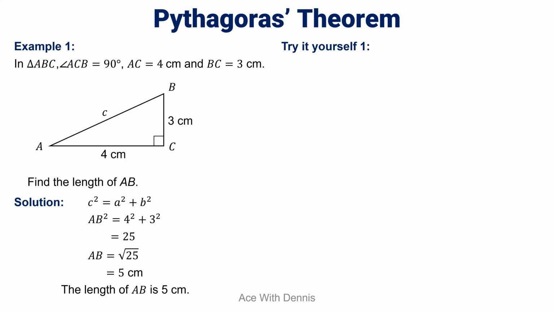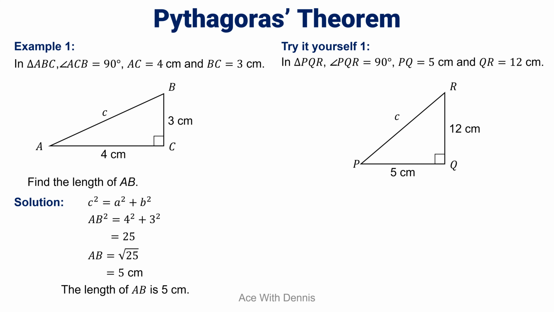Now, you can try this similar example yourself. Given this triangle, in triangle PQR, angle PQR equals 90 degrees, PQ equals 5 cm, and QR equals 12 cm. Find the length of PR. You can pause the video and try to solve this yourself.